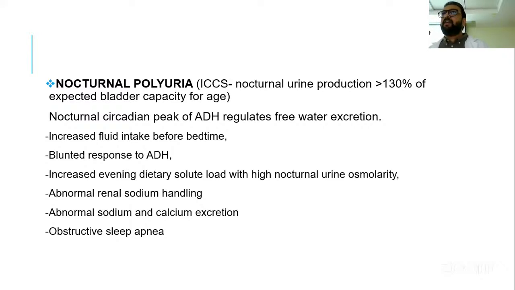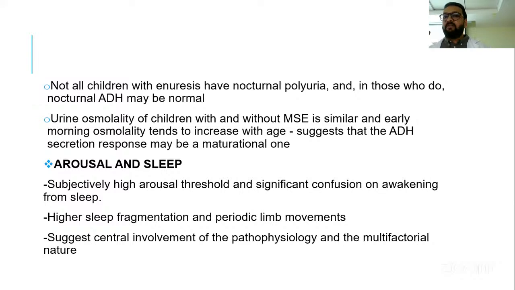The normal circadian rhythm of ADH will regulate the free water excretion. Causes of nocturnal polyuria can be increased fluid intake or increased solute load, blunted response to ADH, abnormal sodium, calcium, renal sodium handling, and obstructive sleep apnea or hypoventilation. Not all children with enuresis have nocturnal polyuria, and in those where there is polyuria, the ADH may be normal.